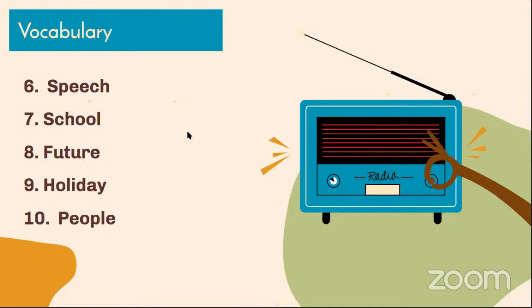All right, let's get into our second set of words. We have number 6, speech, number 7, school, number 8, future, number 9, holiday, and number 10, people. I want you to write these following vocabulary words 2 times each. 4 minutes and 30 seconds on the clock, starting now, and some happy time music.